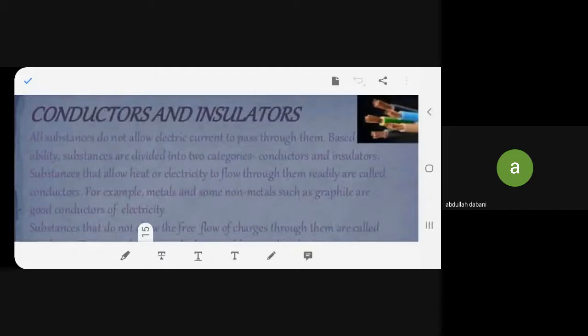See, in the earlier slide, what did we learn? Electricity to pass through. Yes or no, beta? In the earlier slide, what we have learned is that electricity is allowed to pass through. In this slide, what are we learning? Heat and electricity. Have you observed the difference?